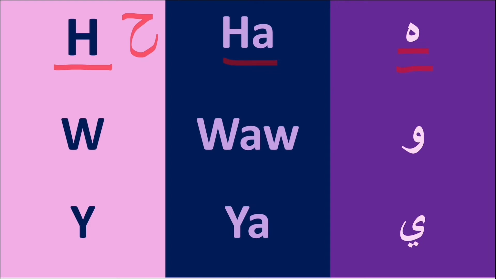Only ha. Next letter is waw. Waw. It sounds like W in English. Next is ya. Ya. It sounds like Y in English. Now let's see the dots. Ha has no dot. Waw has no dot. Ya has two dots down. And ya is the last letter.